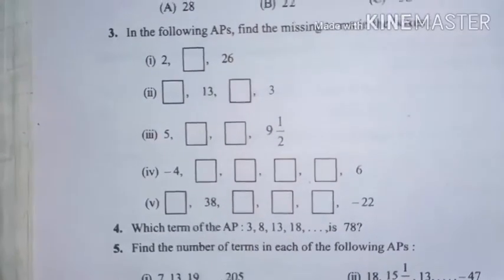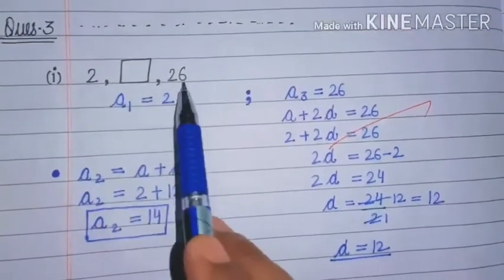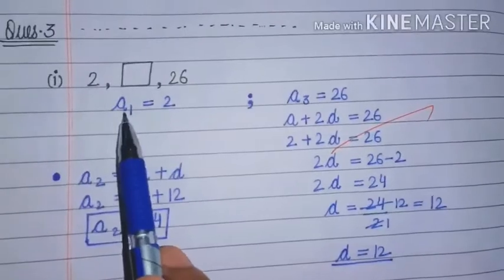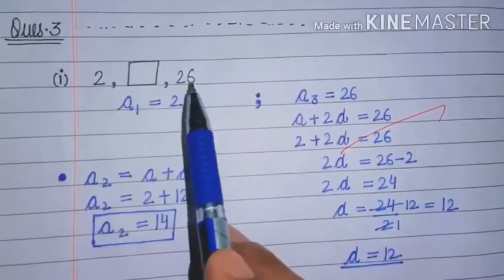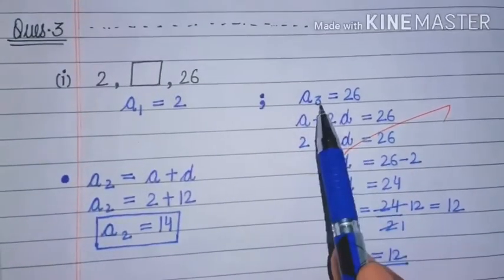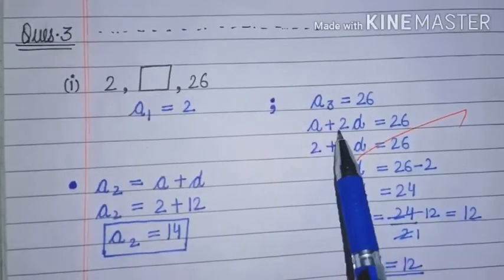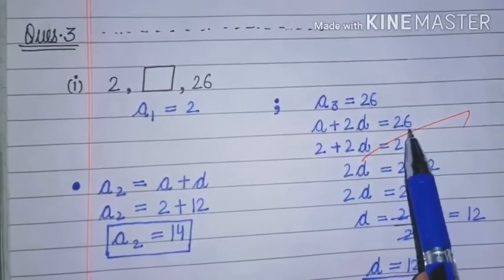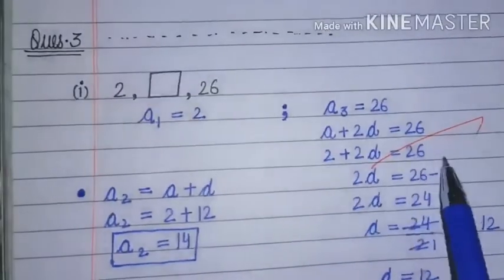Now the solution is, yes beta, the question is 2, two missing terms, and then 26. This is the first term A1, this is A2, which one we have to find, and this is A3. So what is the value of A3? It is 26. I told you beta, how can you write A3? A plus 2D. It means what is the value of A plus 2D beta? 26. So A you know is 2, so 2 plus 2D is equal to 26.